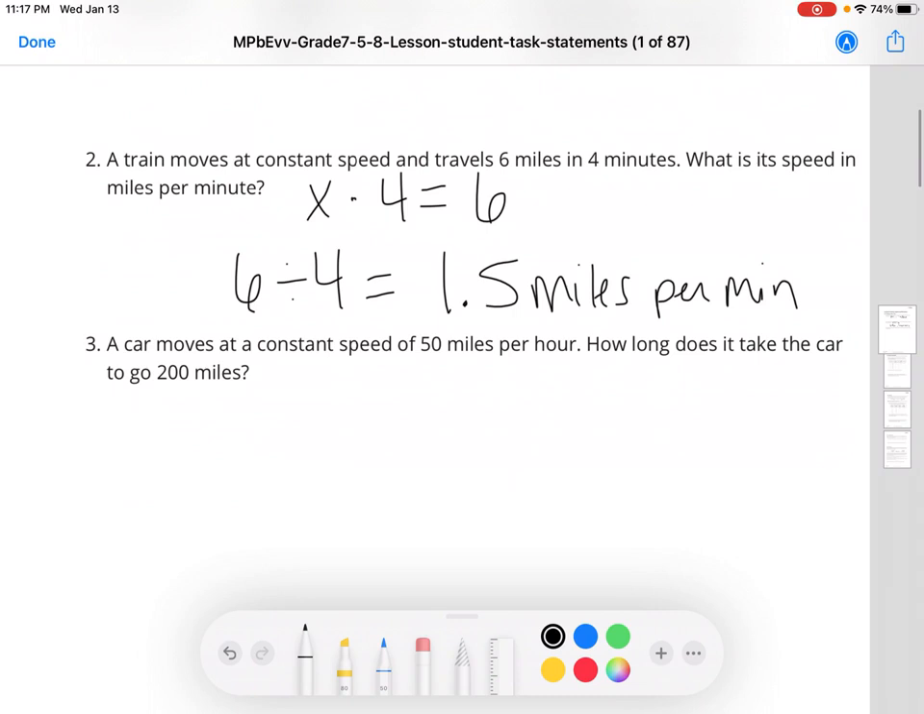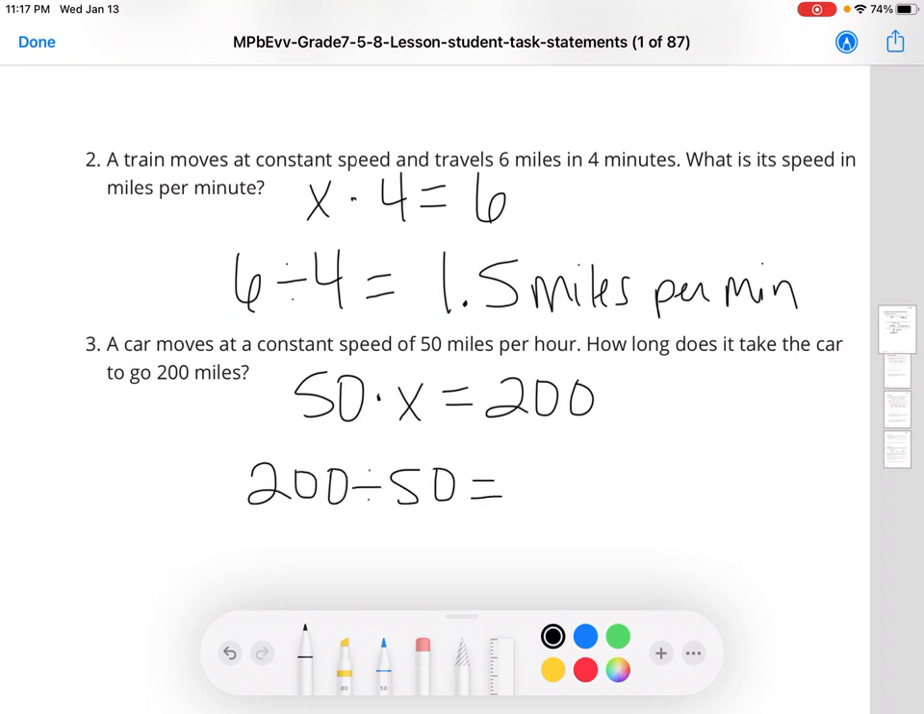Number 3, a car moves at a constant speed of 50 miles per hour. How long does it take the car to travel 200 miles? Okay, so we know the speed this time. We don't know our time, but we know it travels 200 miles. So again, we can just divide. So 200 divided by 50 equals 4 hours.